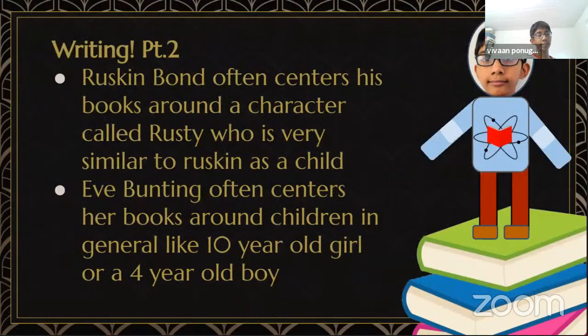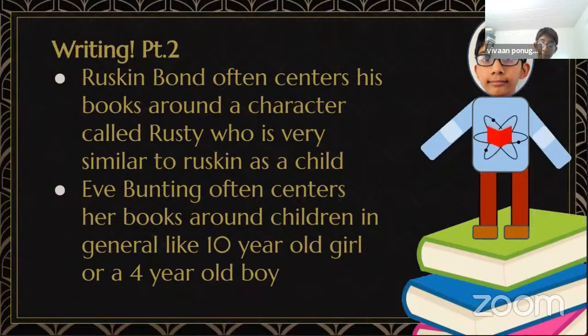Now, we'll compare their writing styles again. Ruskin Bond often centers his books around a character called Rusty, who's very similar to Ruskin as a child. Ruskin was a very playful child who lost his father, and Rusty seems to portray the same. Rusty is a semi-autobiographical character that Ruskin made up.